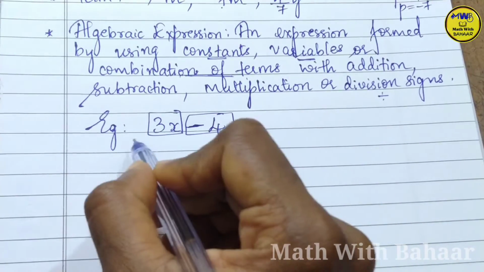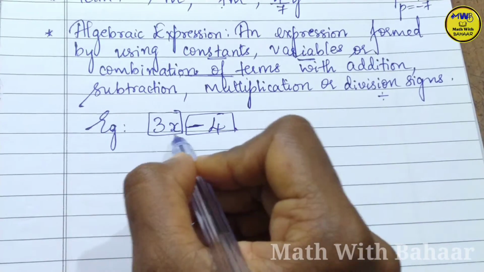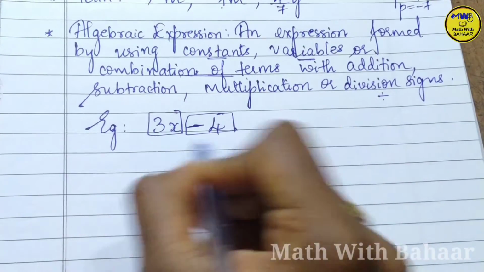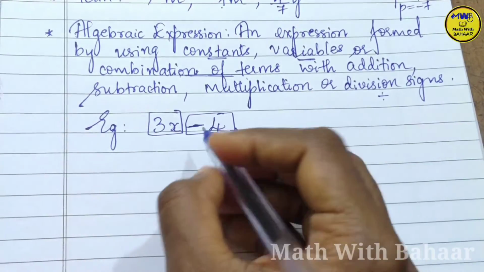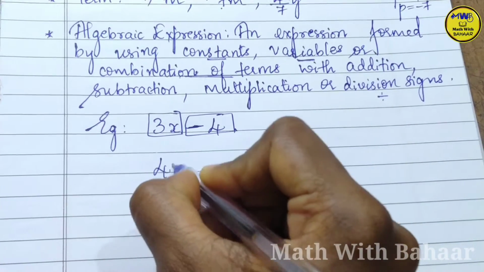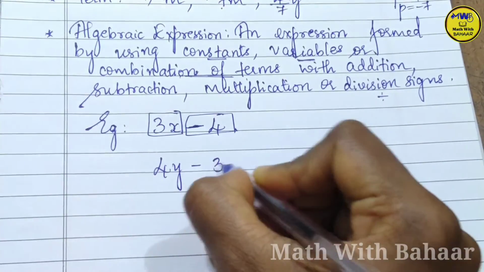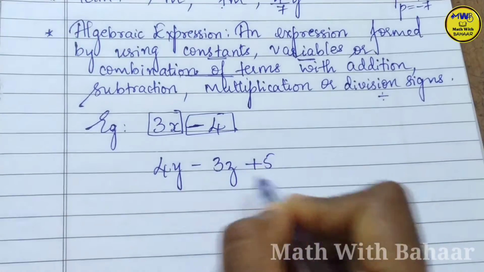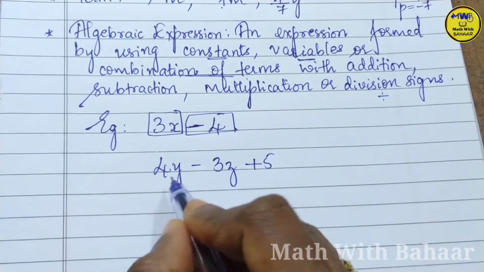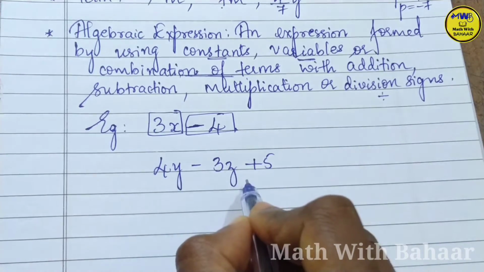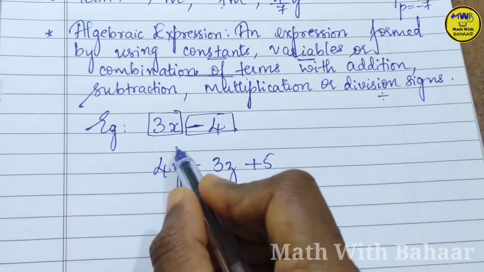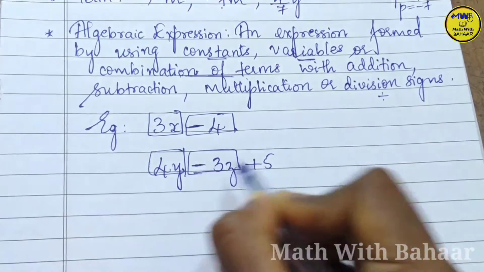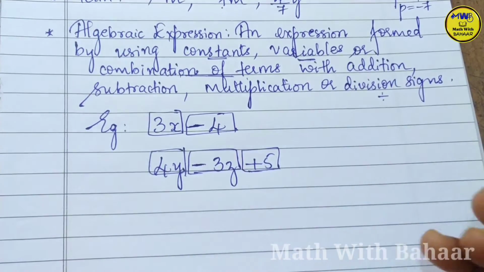Here you can see that I have used an expression which consists of both constants and variables by using different signs, right? So this forms an algebraic expression. Let's take one more example. 4y -3z plus 5. So this is also another expression, but in this expression I have used different variables. 4y is one single term, -3z is another term, plus 5 is a third term.